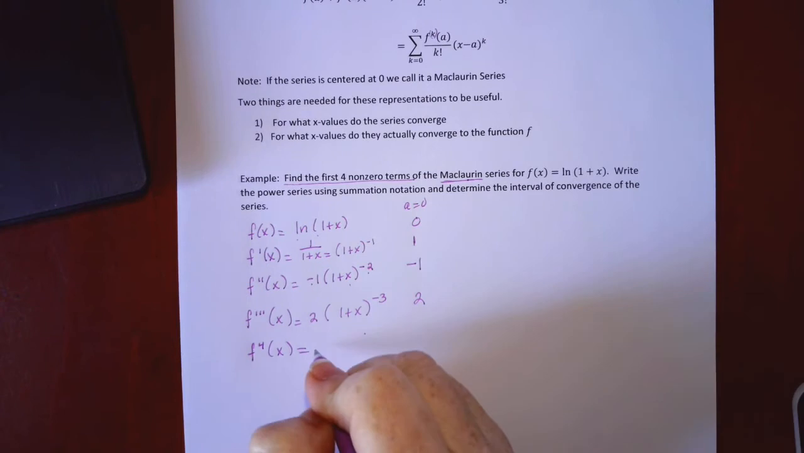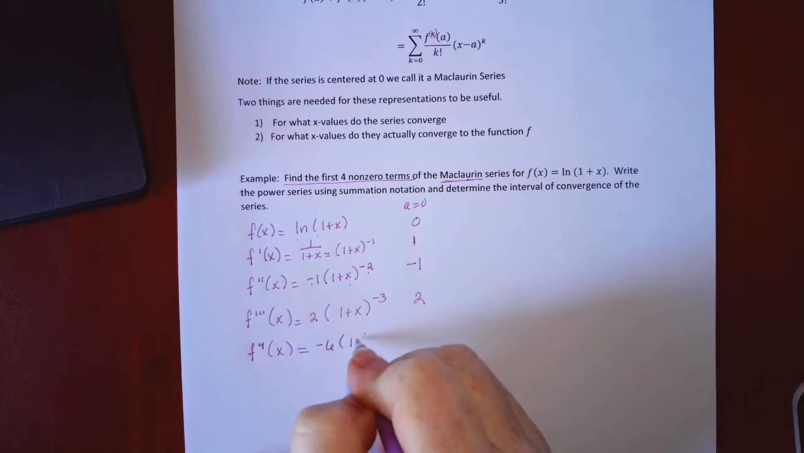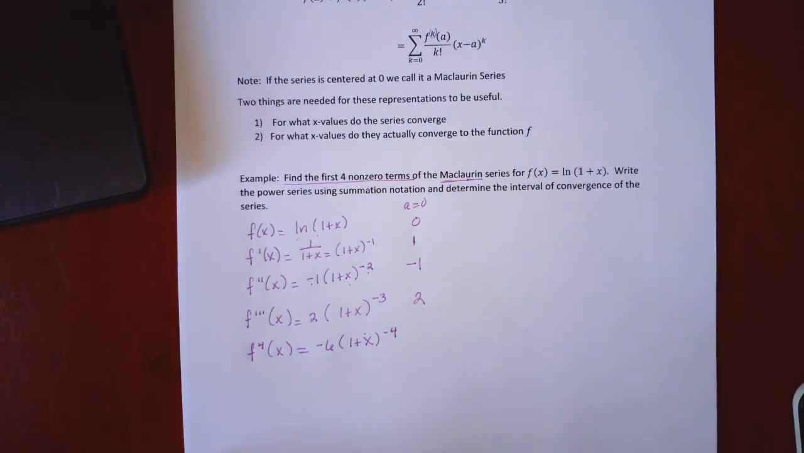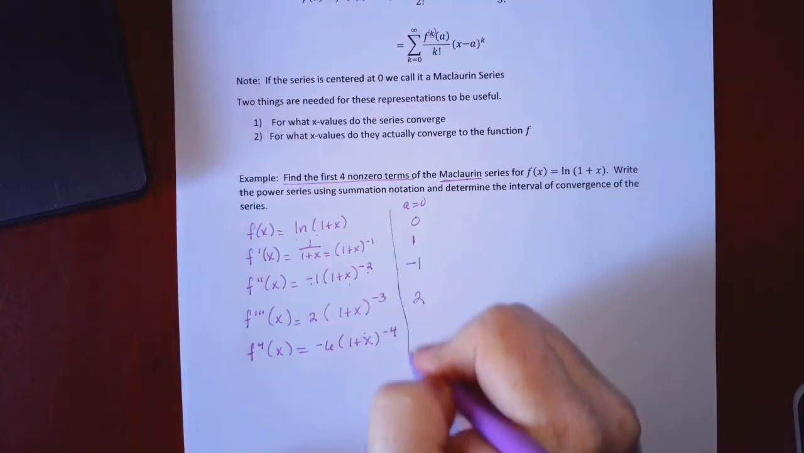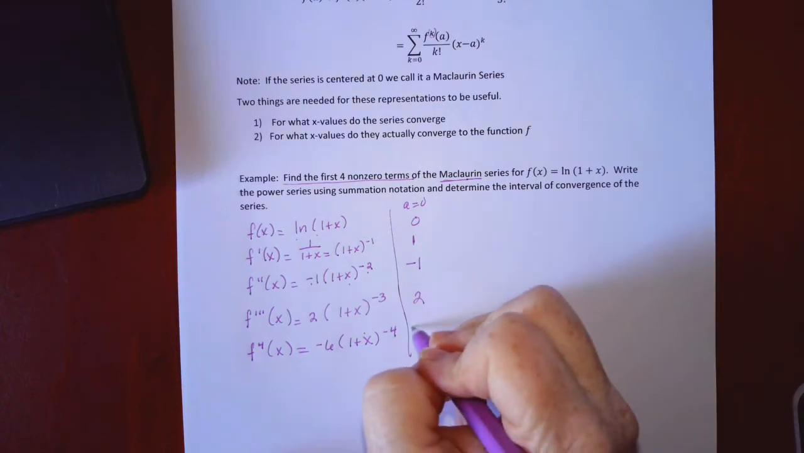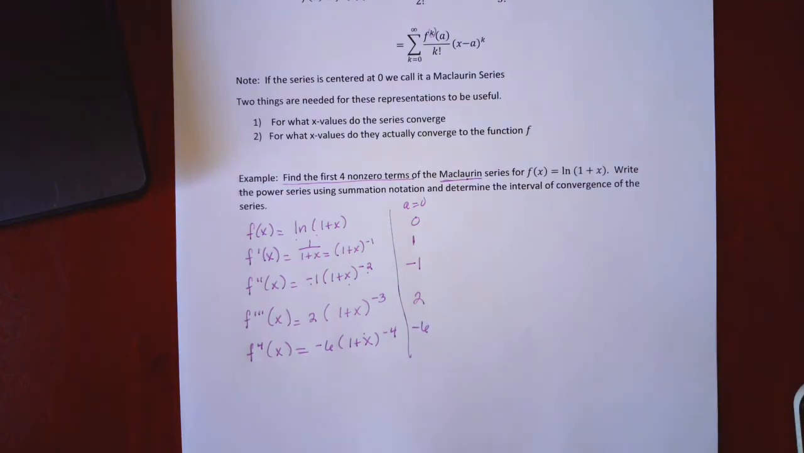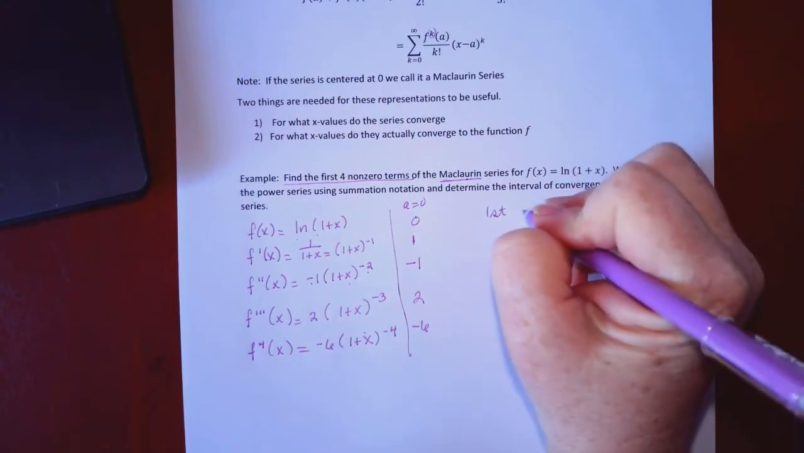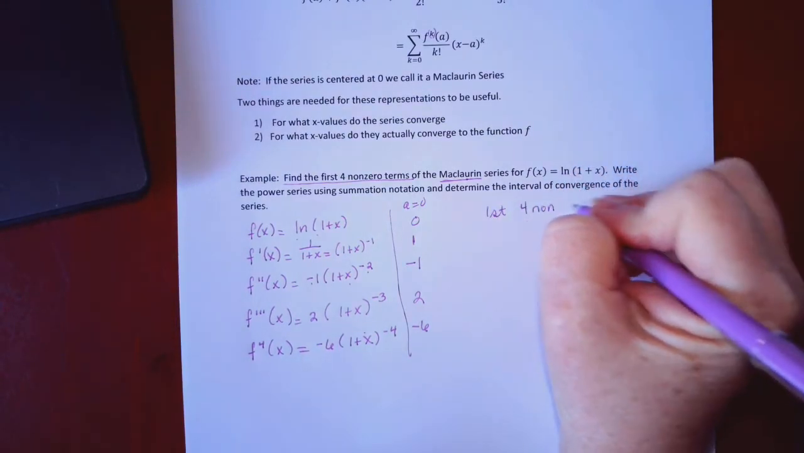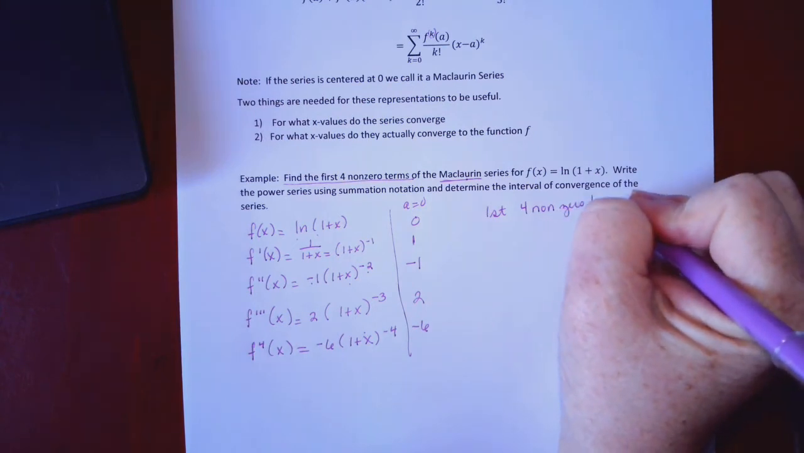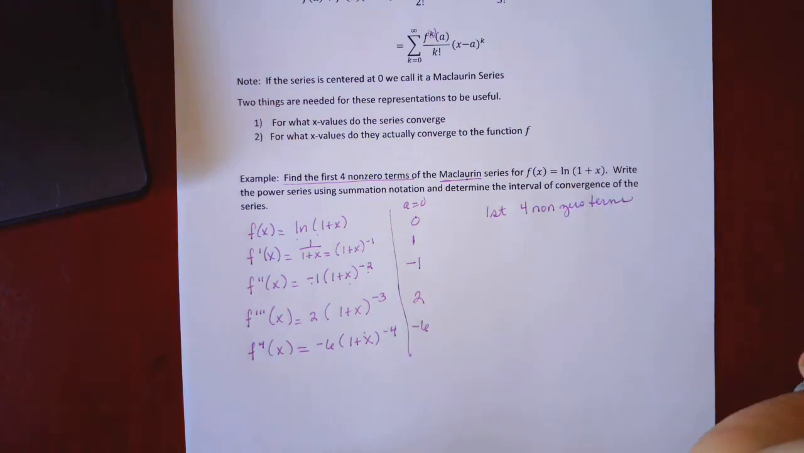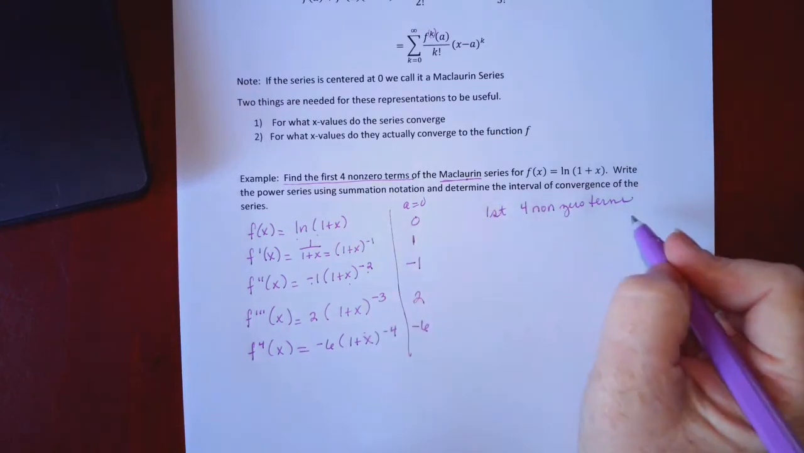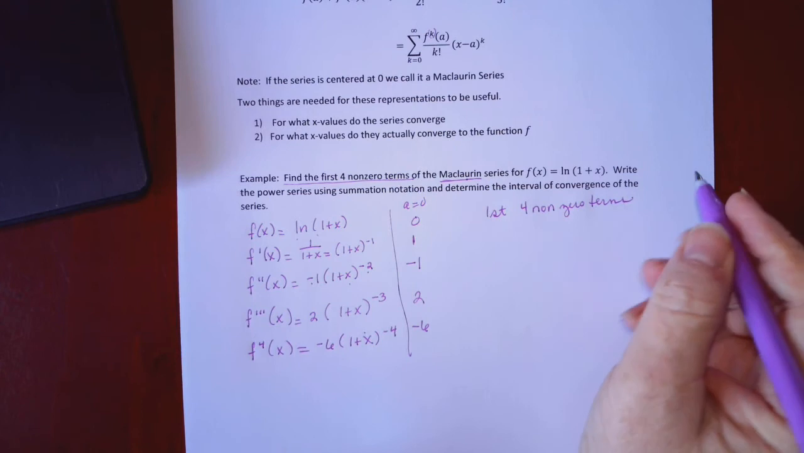Using the chain rule there, we just get negative 6 times 1 plus x to the negative 4. If you plug in x equals 0, we just have negative 6. So the first 4 non-zero terms are, well, I typically write them out as I would if I was going to put the polynomial.